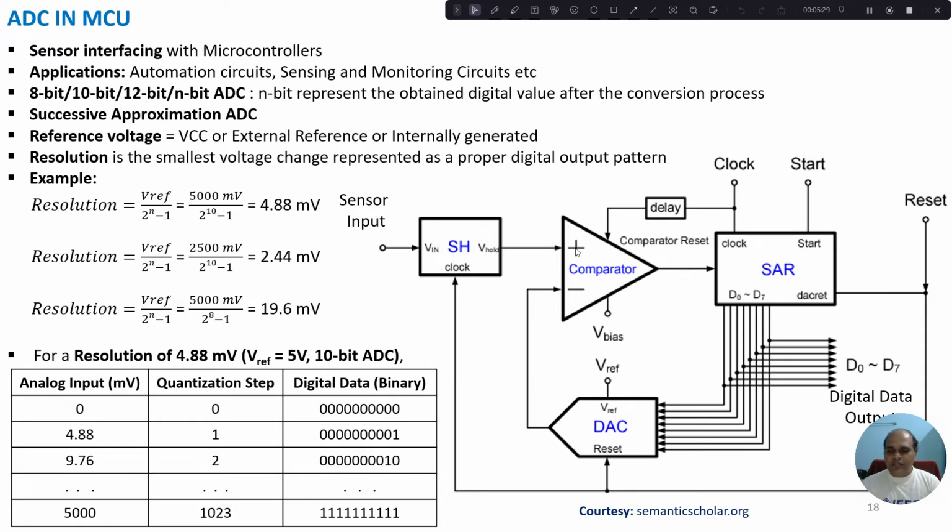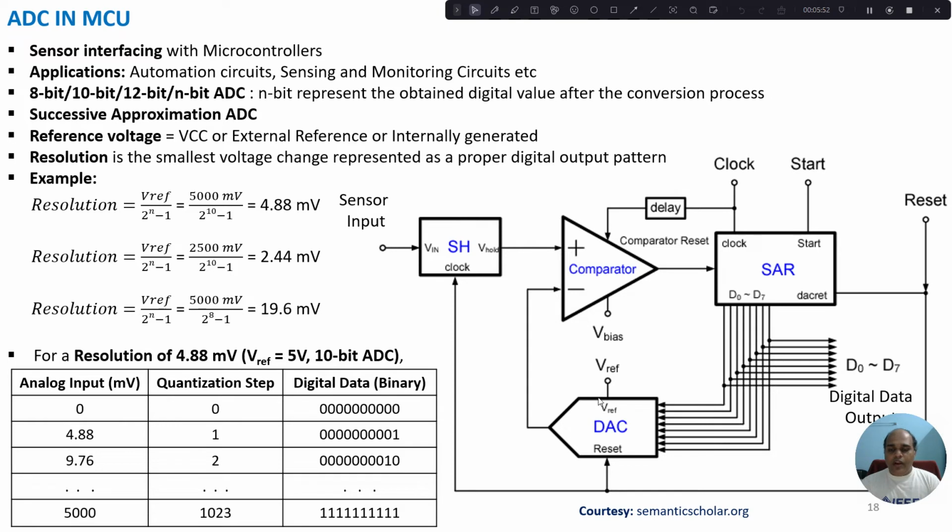In this successive approximation ADC, you have a DAC, and this DAC requires a reference voltage. This reference voltage can be the IC supply voltage, which is VCC, or it can be any external reference voltage given by the programmer, or we can also have internally generated reference voltages.